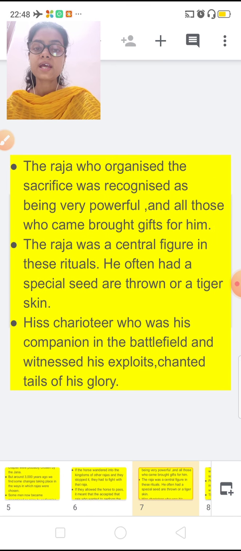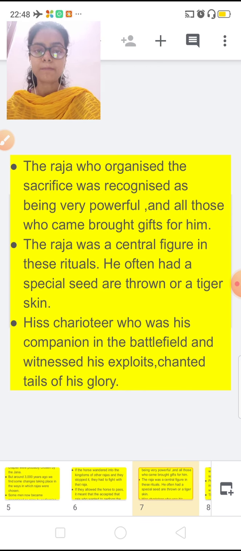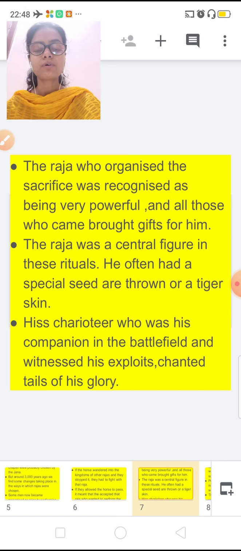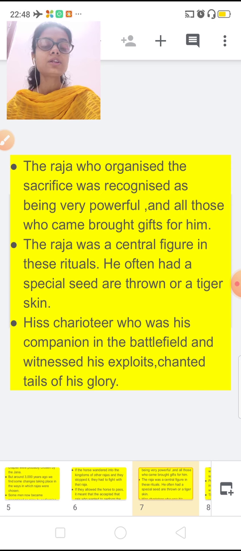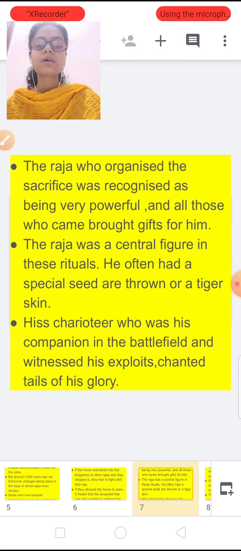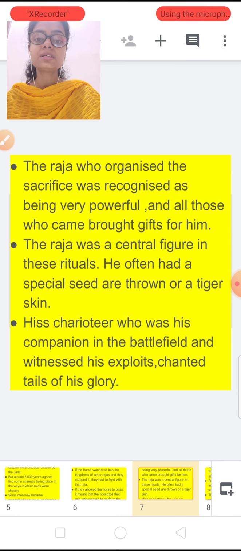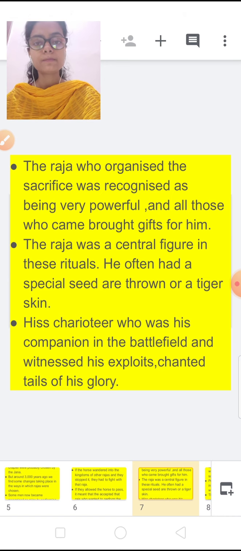The raja who organized the sacrifice was recognized as being very powerful, and all those who came brought gifts for him. So after the horse had been sent through the different territories and it was finished, the raja who organized this sacrifice was recognized as very powerful. The others who came to join his sacrifice brought gifts for him.